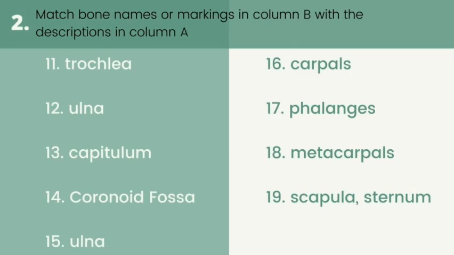Number 15, forearm bone involved in formation of the elbow joint. It is the ulna. Number 16, wrist bone. It is the carpals. 17, finger bones, also known as the phalanges. 18, heads of these bones form the knuckles. It is the metacarpals. And number 19, bones that articulate with the clavicle. It is the scapula and the sternum.